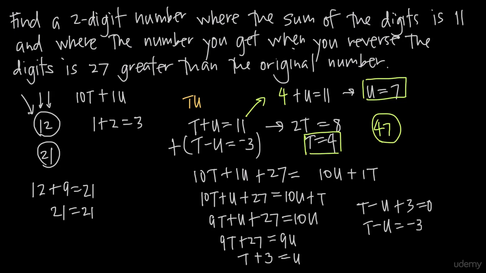And the number you get when you reverse the digits. So when we reverse the digits, we get, instead of 47, we get 74, where 74 is 27 greater than the original number 47. So when we take 74 minus 47, we should get 27. So we get 6 here, 14 minus 7 is 7, 6 minus 4 is 2. We do get 27. So that means that 47 is in fact our final answer.